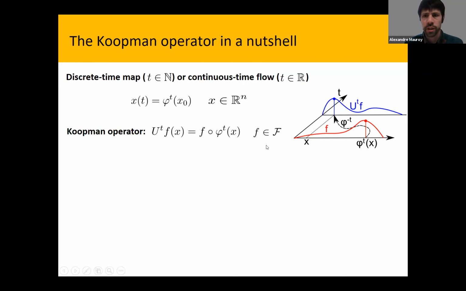Something that I haven't mentioned is that now we have to consider the operator in some space of observables. So we need to choose a priori which space of observables we will consider. In a very general setting, I consider that this space is given by this calligraphic F. It could be an L2 space, for instance, or the space of continuous functions.